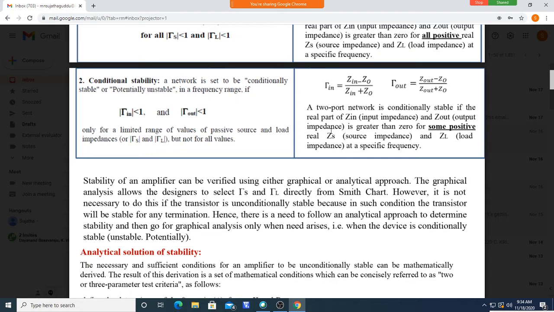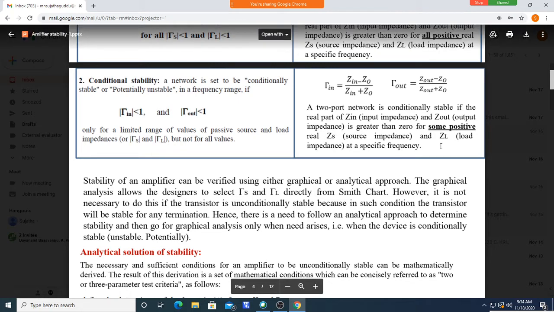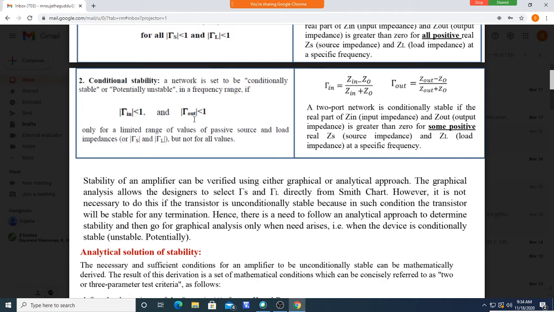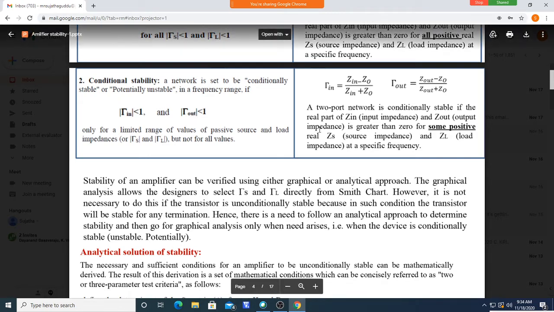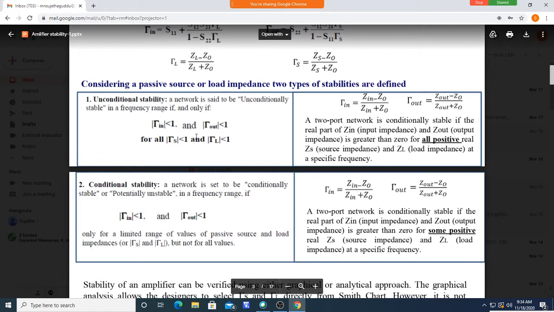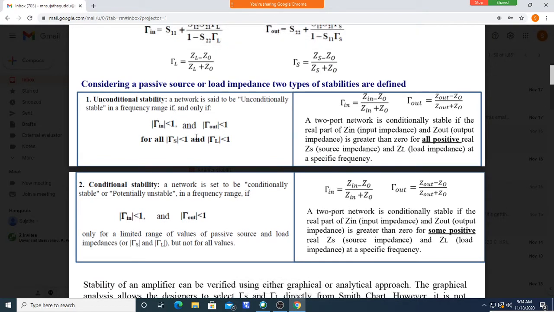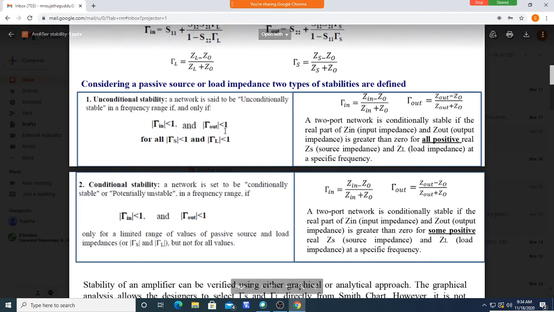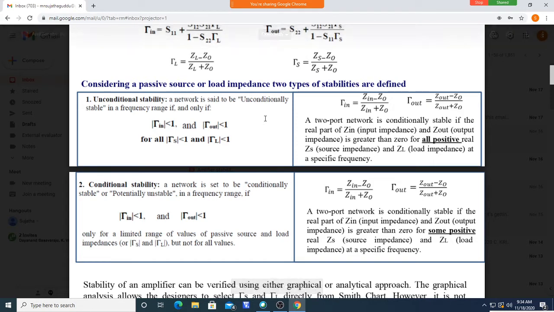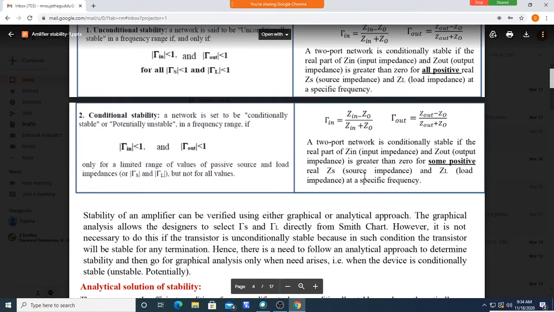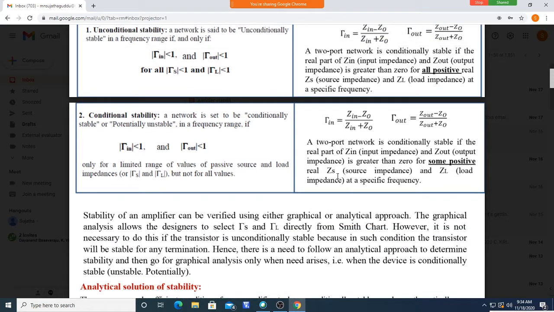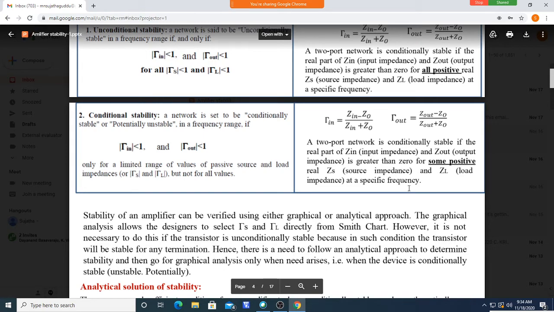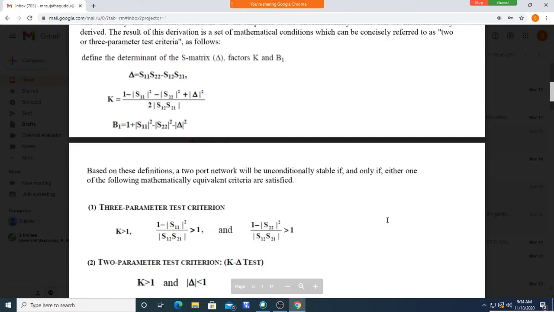You should find out what values of ZS and ZL we should use to get a stable operation. In the previous case, unconditional, all values on the Smith chart are stable. Any value you can use, always Γin and Γout are lesser than 1. You need not find out what values are giving unstable operation, because all values give stable operation. But here you should check which values are giving stable operation. For that you should do the graphical analysis. We will see that.